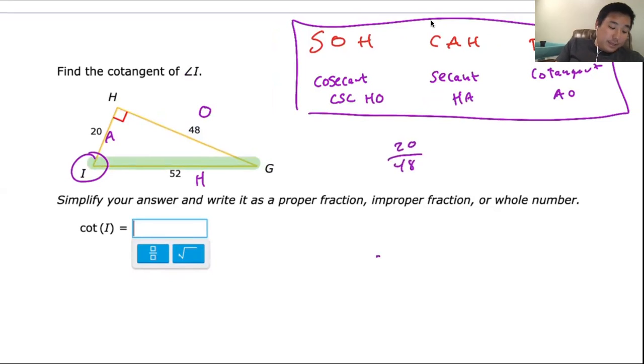And then you can simplify. It goes into both of these. I think it's 4. So it's 5 over 12. So make sure you don't forget to simplify.